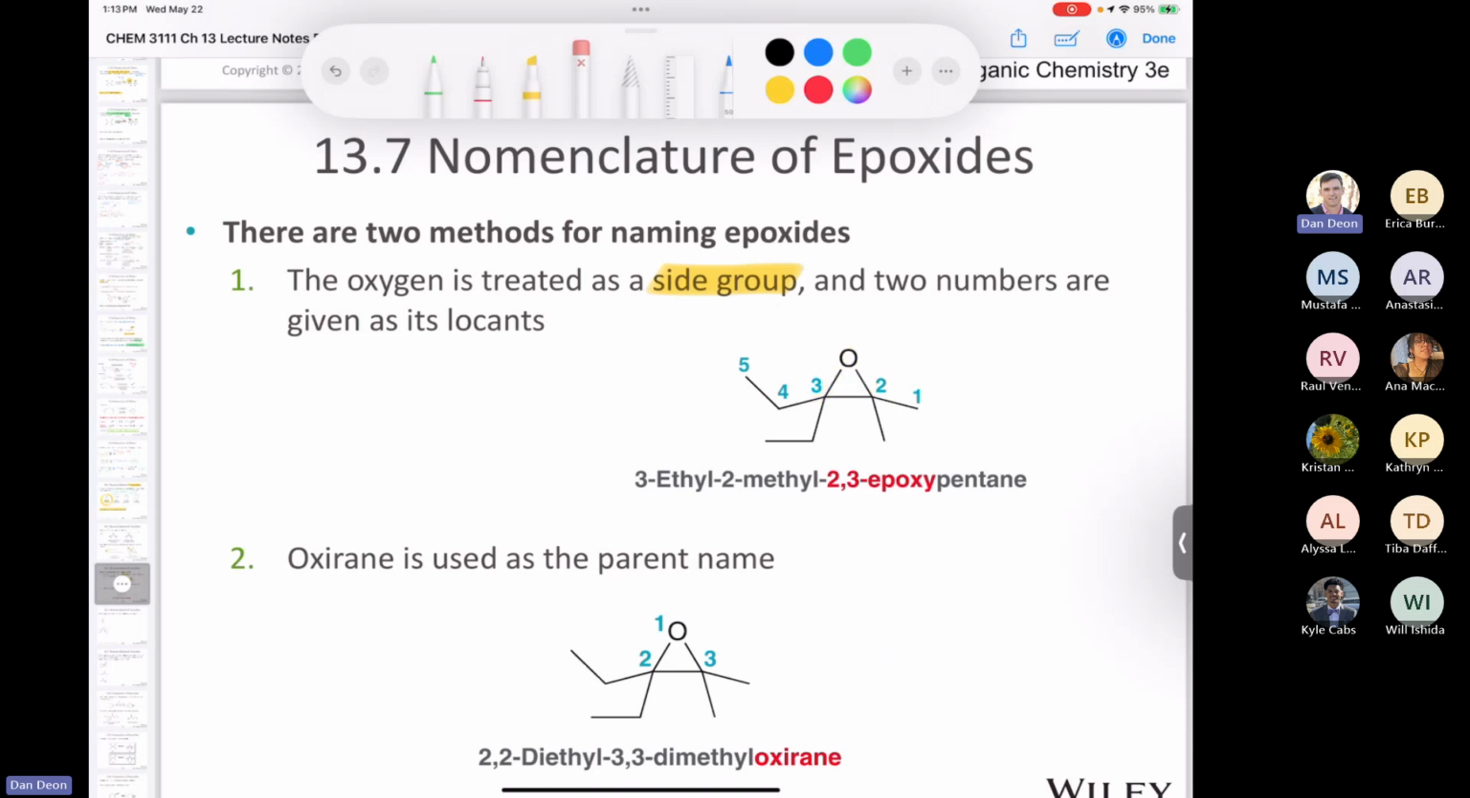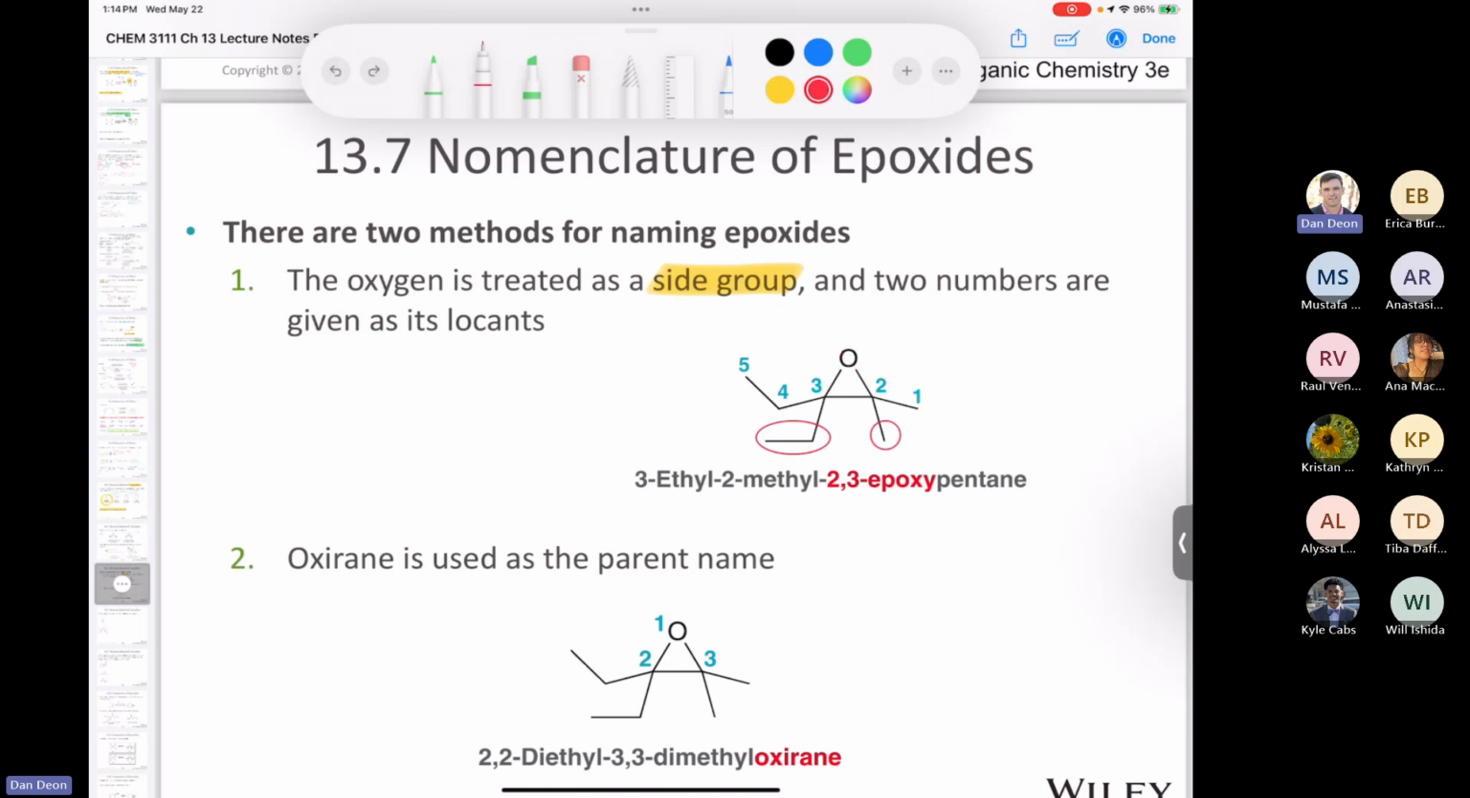So let me show you what I mean. If you think about it as a side group, you do the same old thing where you find the longest chain, and you can see that the longest chain here contains 1, 2, 3, 4, 5 carbons. So what you would do is you would say, I've got a 2-methyl, I've got a 3-ethyl, and then I've got a 2,3 epoxy, right? 2, 3, and then the epoxy passes through here.